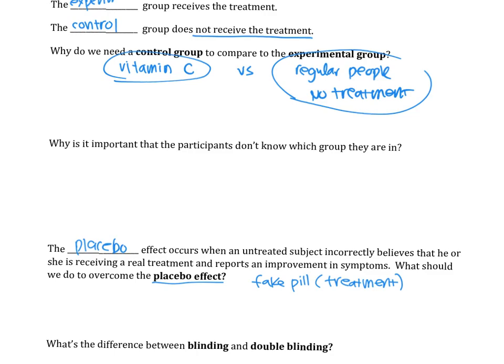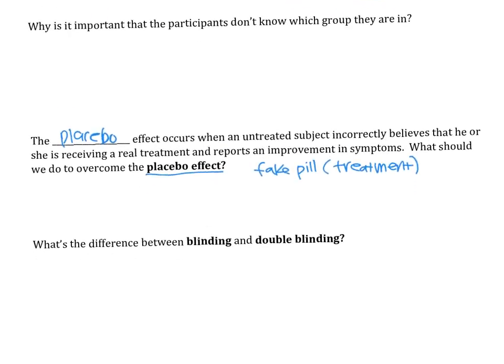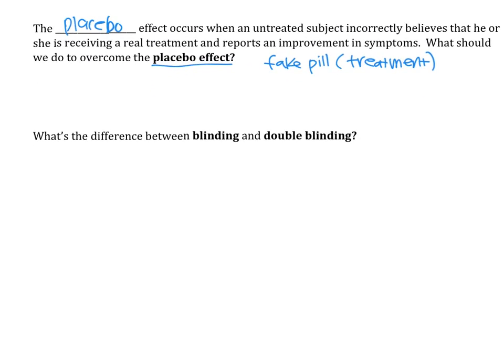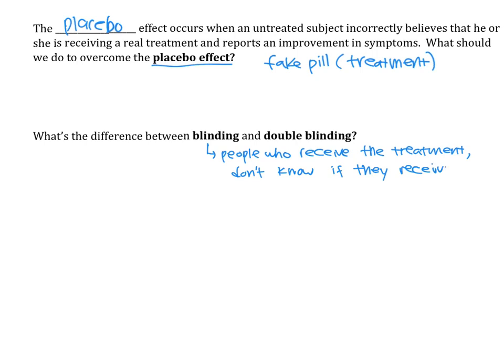So the question is, let's say vitamin C works. Is it because people believe that it works, or vitamin C itself is actually a factor? To make things more precise, we have blinding and double blinding. Blinding is that people who receive the treatment don't know if they are receiving the treatment.